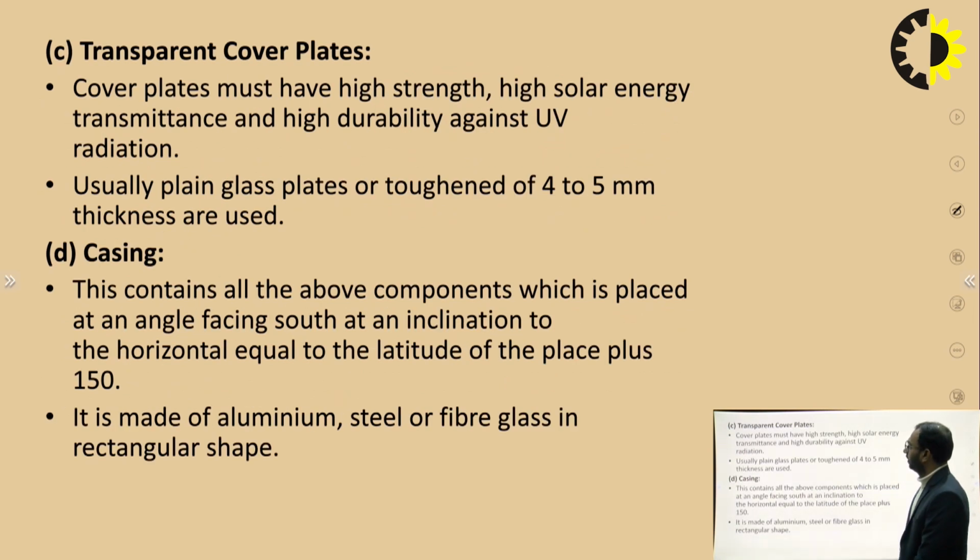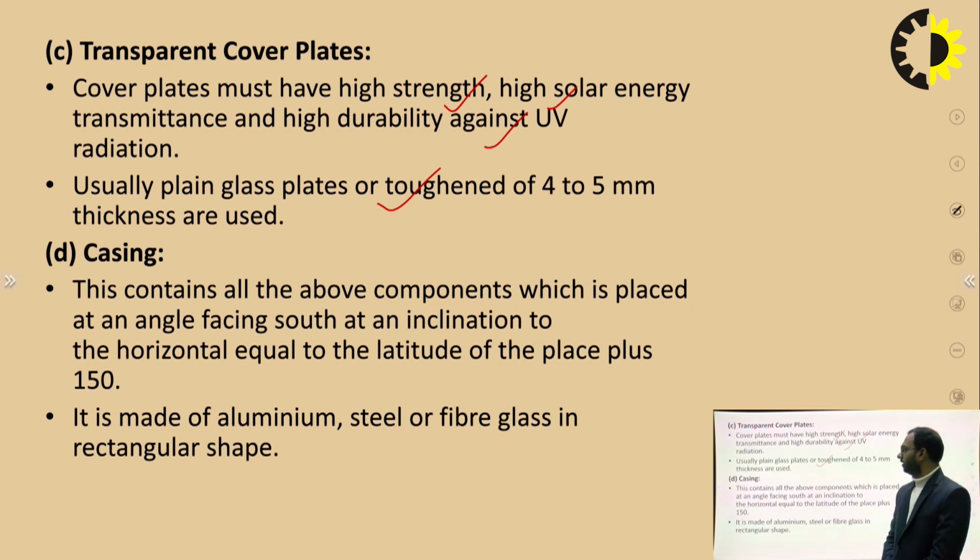Then the transparent cover plate. For transparent cover plates, the material should have high strength, high solar energy transmittance, and high durability. The material for this is toughened glass, with a thickness of 4 to 5 mm.